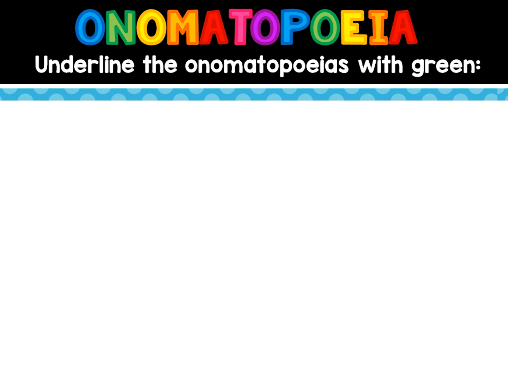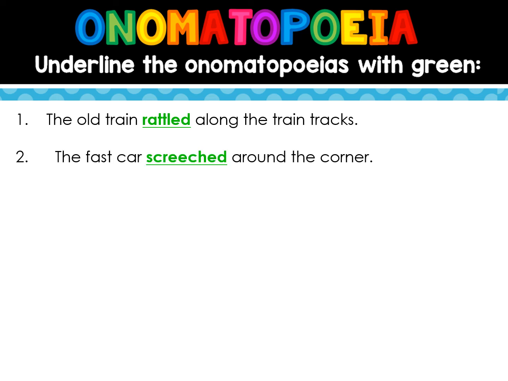Now, on your sheet, give it a tick if you got it right, but if you got it wrong, that's okay. Circle the correct words in the sentence as we go. All right, the first one. The old train, it rattled. Have you ever heard that train rattling along the train tracks? The fast car screeched. Can you hear the wheels screeching as it goes around the corner?